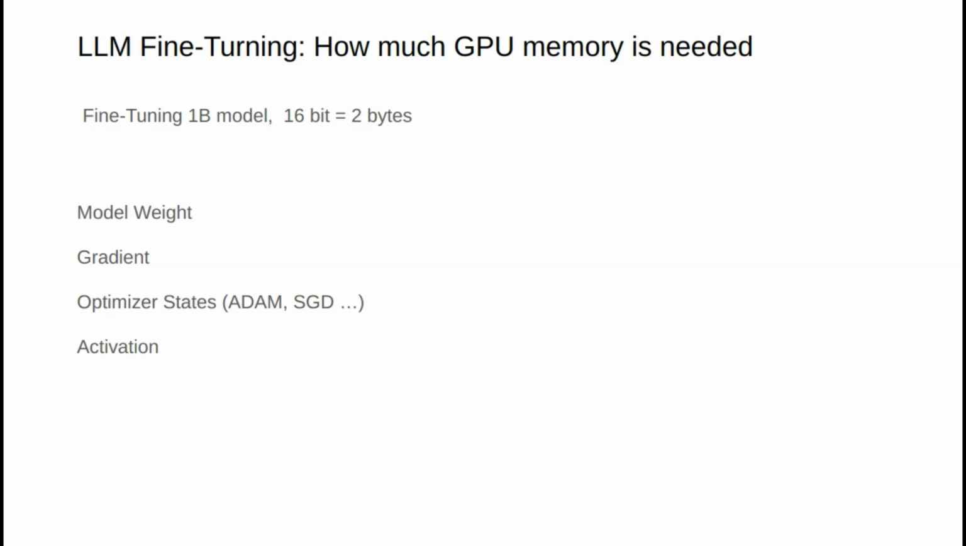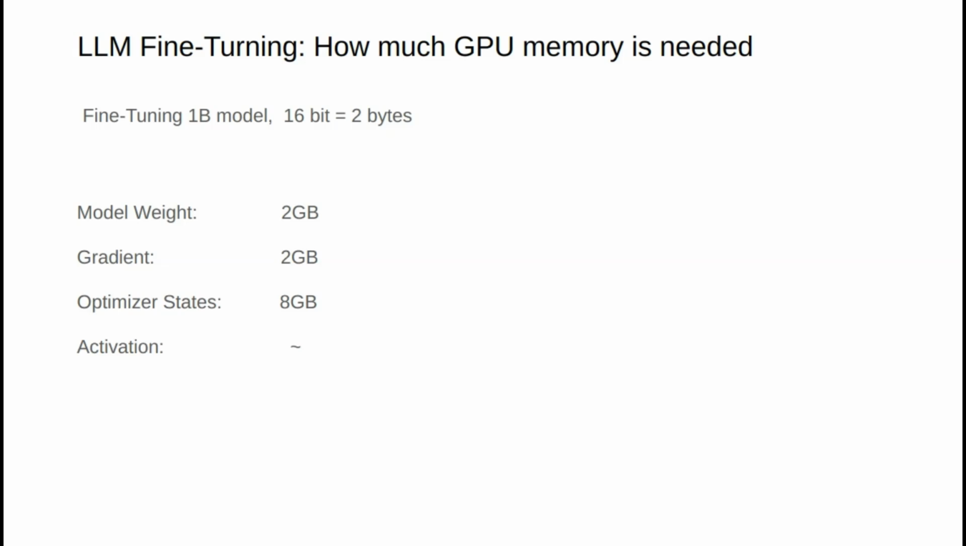For model weights, a 1B parameter model, with each parameter requiring 2 bytes, results in the following memory usage. 1B parameters times 2 bytes equals 2 GB. For gradients, the memory requirement is typically the same as for model weights, 2 gigabytes. For optimizer states, the memory requirement is usually about 4 times that of the model weights. 2 gigabytes times 4 is equal to 8 GB.